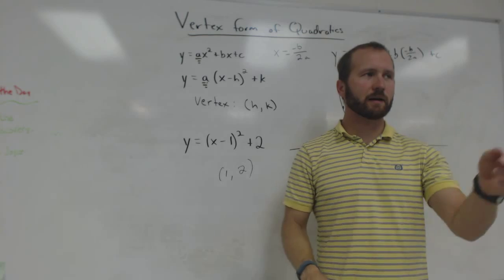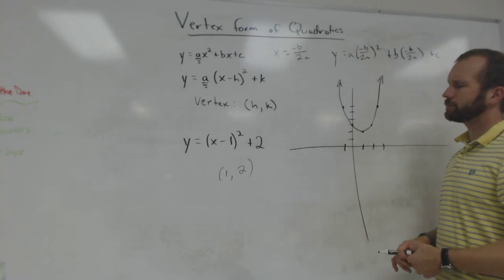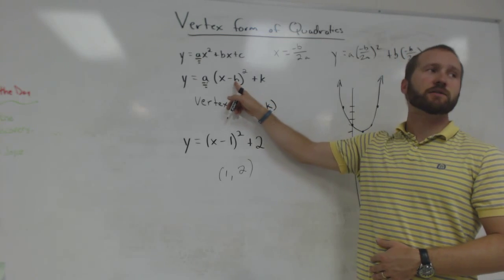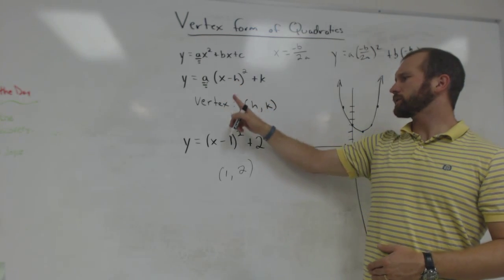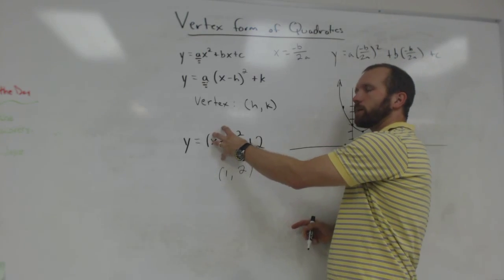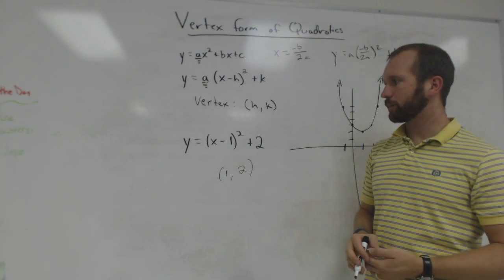Let's look at some more complicated examples. How do you get the 1 to be positive? Remember, the form says minus h, right? So it's whatever x would be that would make this whole thing become 0.